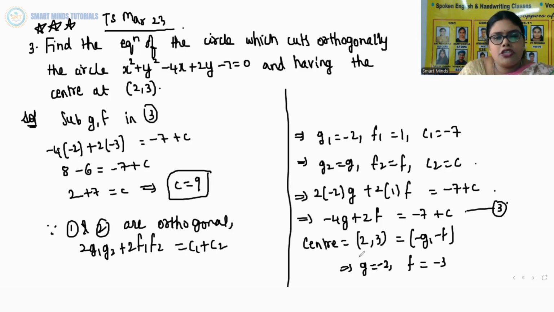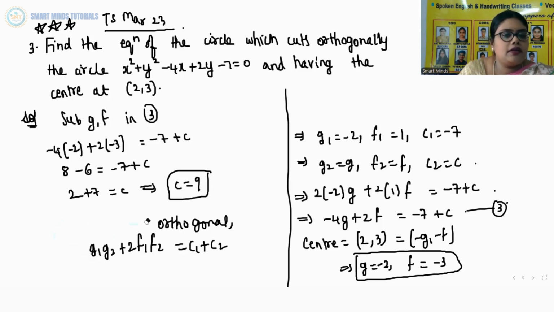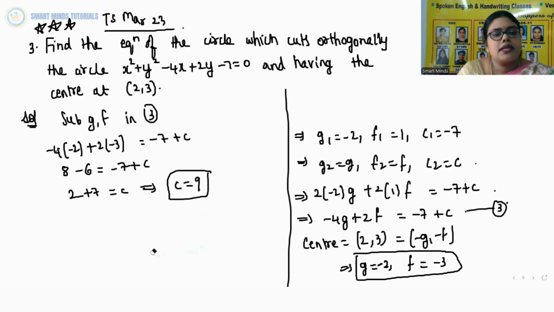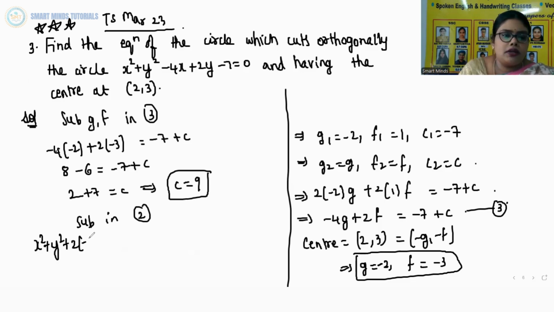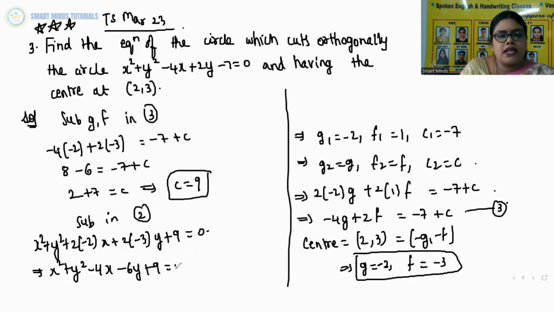Now you got g, f and c. Substitute in the general equation. But here, general equation, we took it as second equation. So substituting in equation number 2. Don't substitute in equation number 1 here because we have taken general equation as equation number 2. So x square plus y square plus 2 into minus 2 into x plus 2 into minus 3 into y plus 9 is equal to 0. So we get x square plus y square minus 4x minus 6y plus 9 is 0.